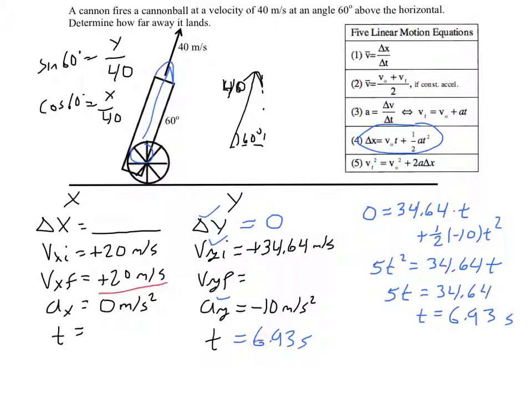And if that's my time in the y direction, it's also my time in the x direction. So as long as it's moving up and down, it's also moving horizontally. So how far away does it land? I can use equation 1. I could also use equation 4 again if I wish. Delta x, that's what I'm looking for, equals v naught times t, so it's going 20 times 6.93. And if the acceleration in the x direction is 0, this term cancels. So my delta x is just 20 times 6.93. So this thing will land 138.6 meters away.